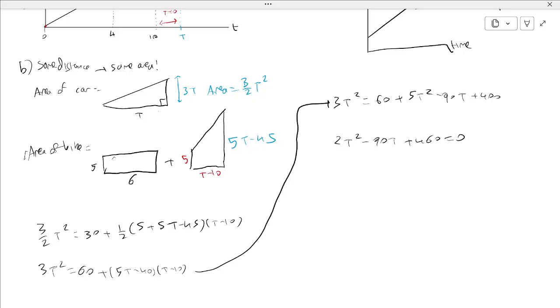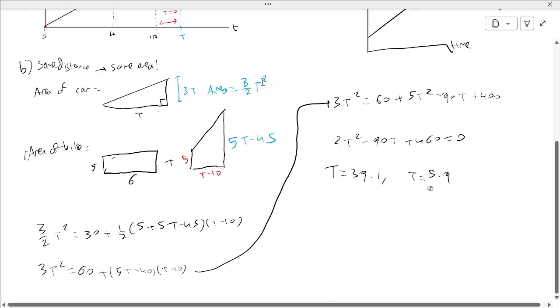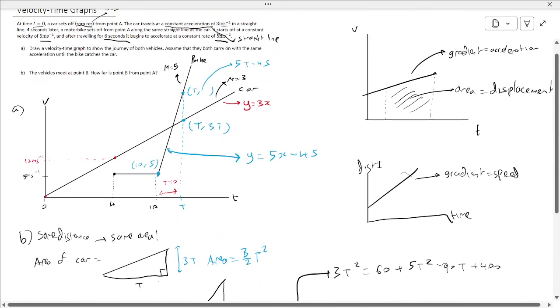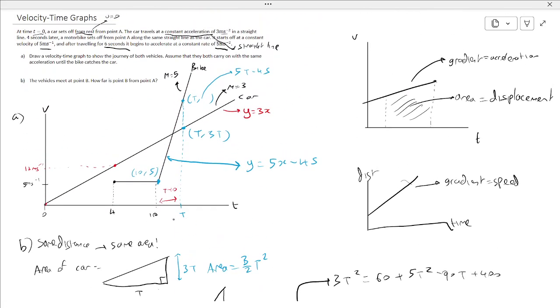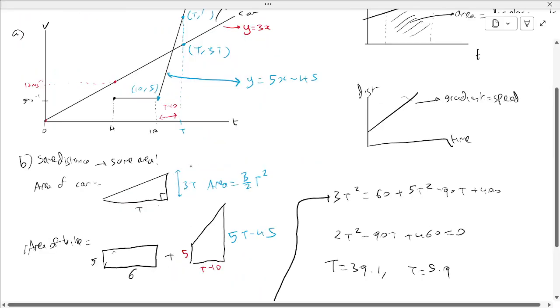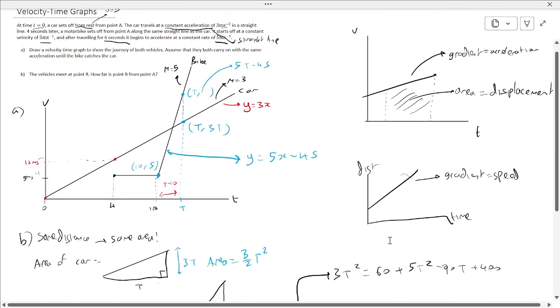What were the values of t here? So 2, minus 90, 460. Okay, so we get 39.1 or 5.9. Now I just look at the velocity time graph over here. The time t at which they meet is clearly greater than 10. It's after 10 seconds. So I can reject my 5.9 solution. I will say they will meet after exactly 39.1 seconds.